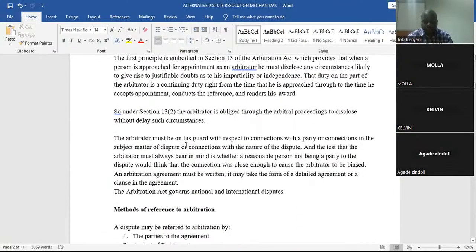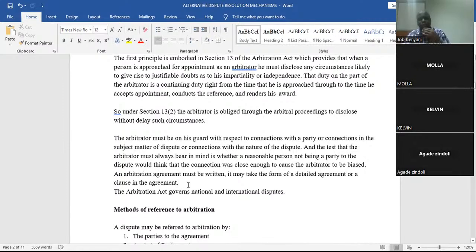So the arbitrator must be on his guard with respect to connections with a party or connections in the subject matter of the dispute or connections in the nature of the dispute. And the test that the arbitrator must always bear in mind is whether a reasonable person not being a party to the dispute would think that the connection was close enough to cause the arbitrator to be biased.